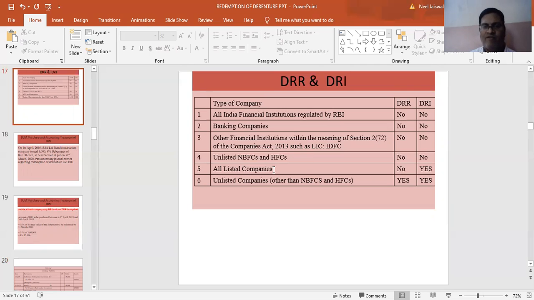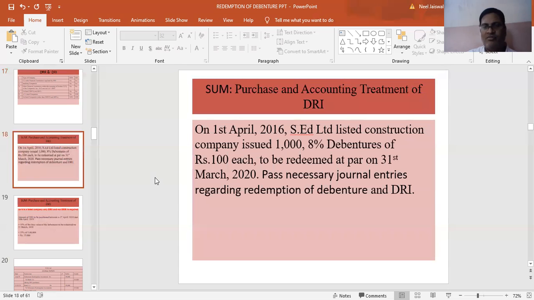For all listed companies, DRI has also to be created. So they have to create DRI to bank. One more entry, and one more entry is what? That is, they will sell the DRI, that is nothing but bank to DRI. So see, 4 entries for all listed companies. And for unlisted companies, you have to create 6 entries. That we will see in the next video.